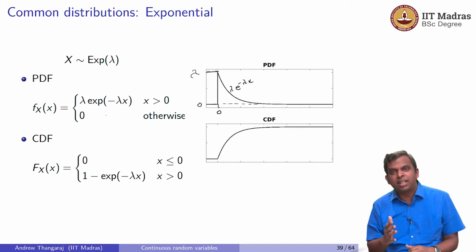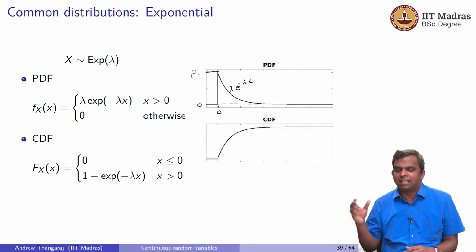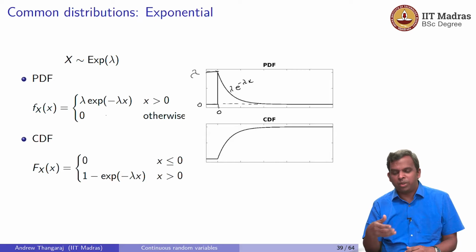Support is very large, but it keeps falling quite rapidly. So it's much more likely to take values close to 0 than, say, close to 100 or something. So you can see why that is true. The PDF falls like that.